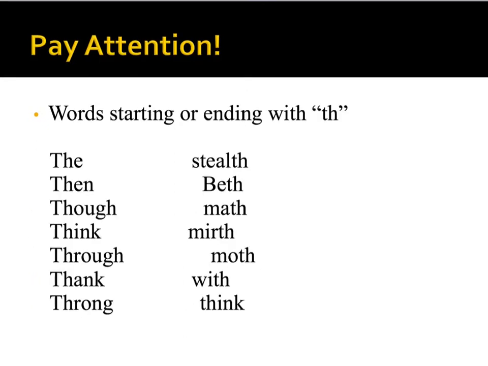And this is the one sound that always comes out wrong and teachers always spot it immediately. It is the TH sound. So when you see words beginning with TH or words ending with TH, be very careful to pronounce it properly. So it should be the, then, though, think, through, thank, throng. Stealth, Beth, math, mirth, moth, with, think.